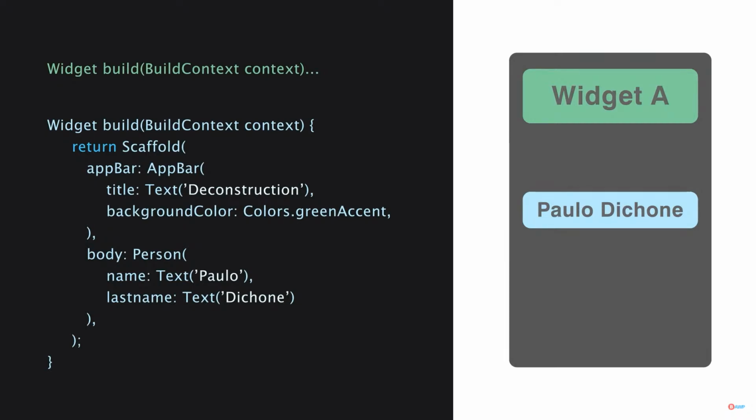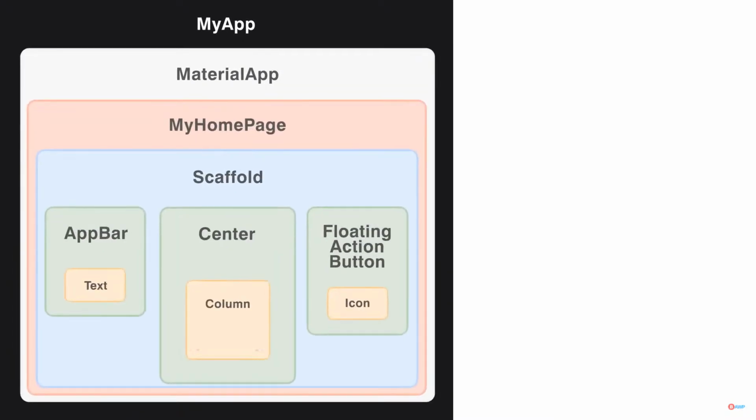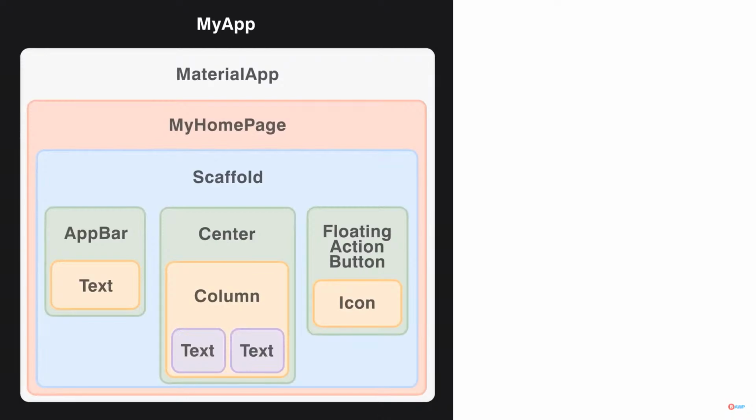Now you know why. So if, graphically speaking, we put together, for instance, the layout of an application, this is what we would have, right? We're going to have my app at the top. You've seen that class. And then we have material app, which we then pass my home page. Then we have the scaffold. And then inside of scaffold, we have app bar. And then inside of app bar, we have text and so forth.